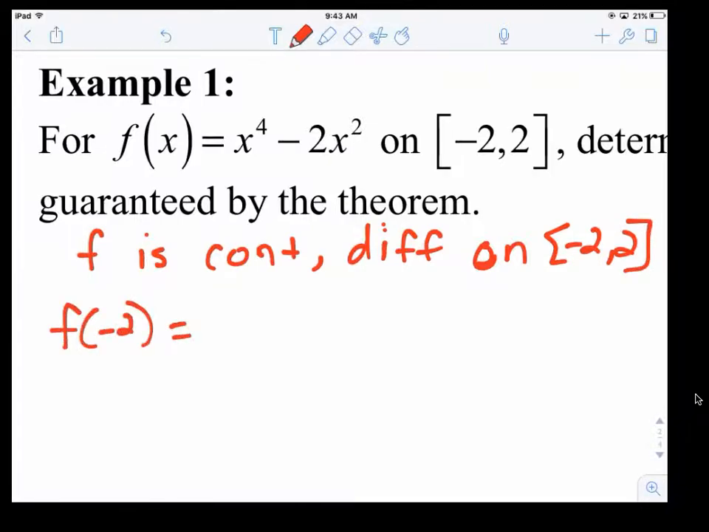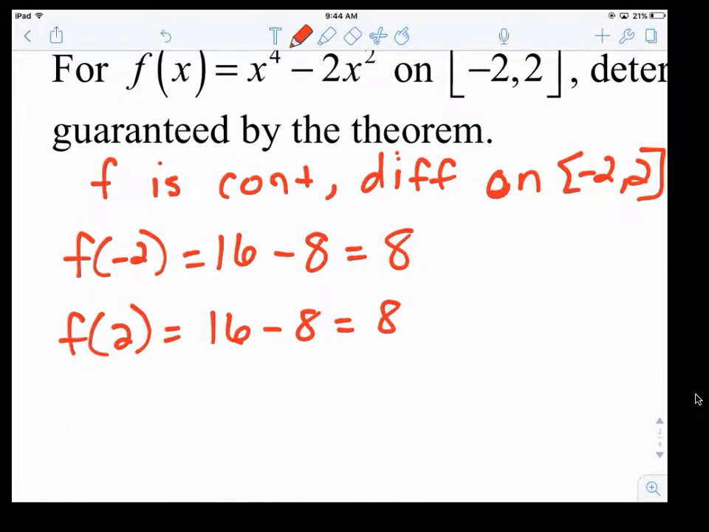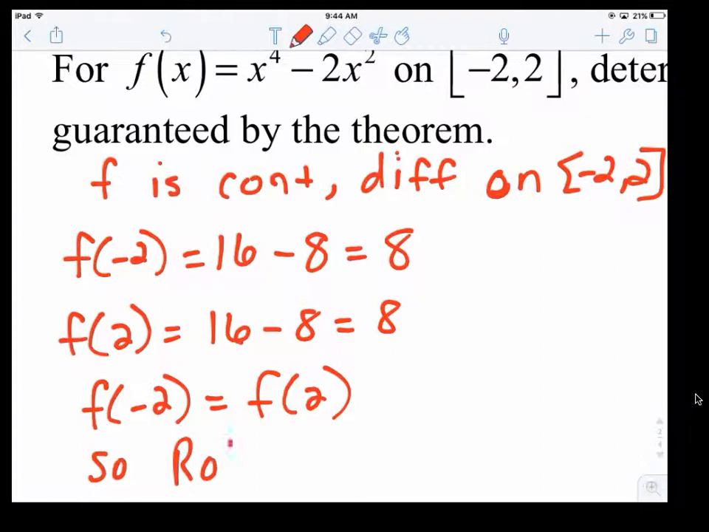And then if I plug in negative 2, what do I get? 16 minus 8. And then if I plug in 2, I get 16 minus 8, which is 8. So f of negative 2 is equal to f of 2. So Rolle's theorem applies.